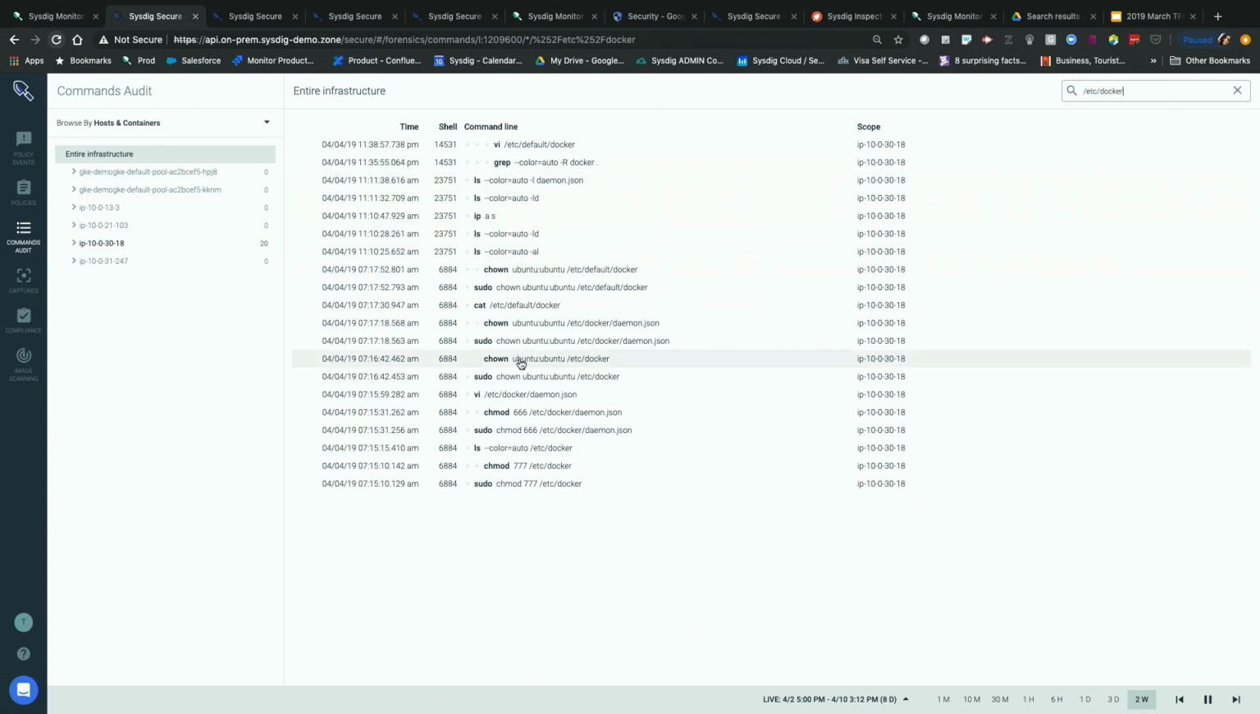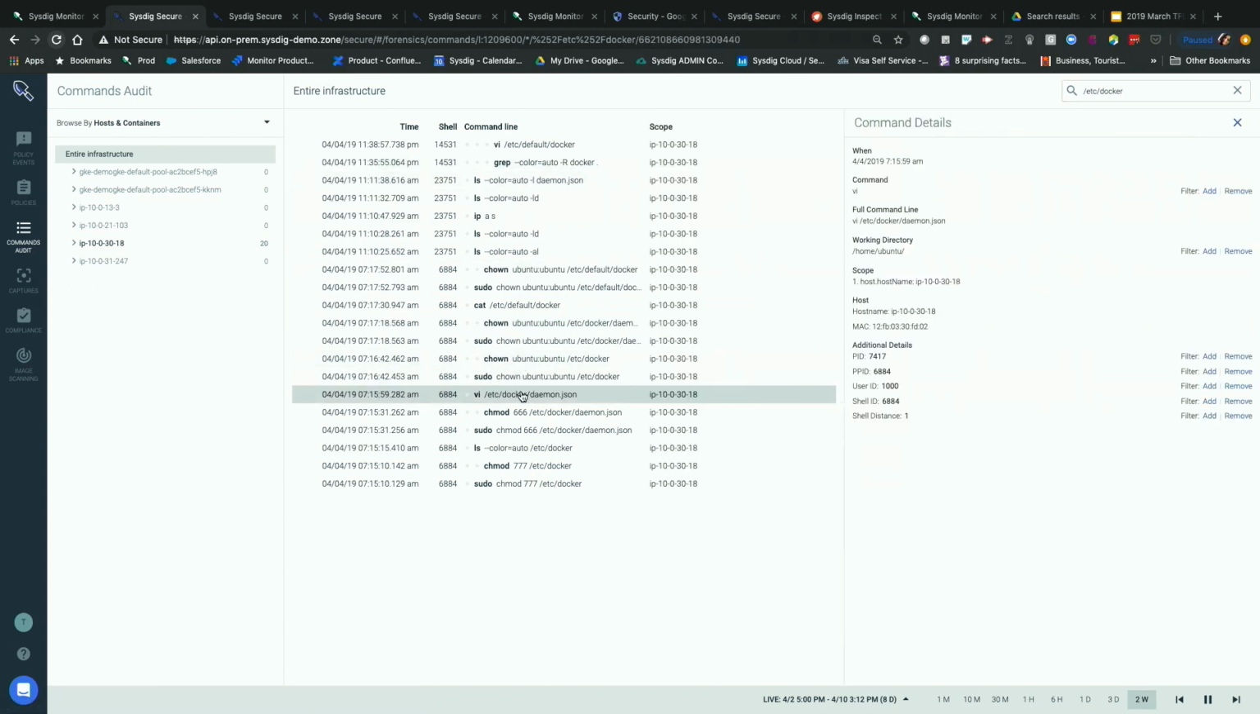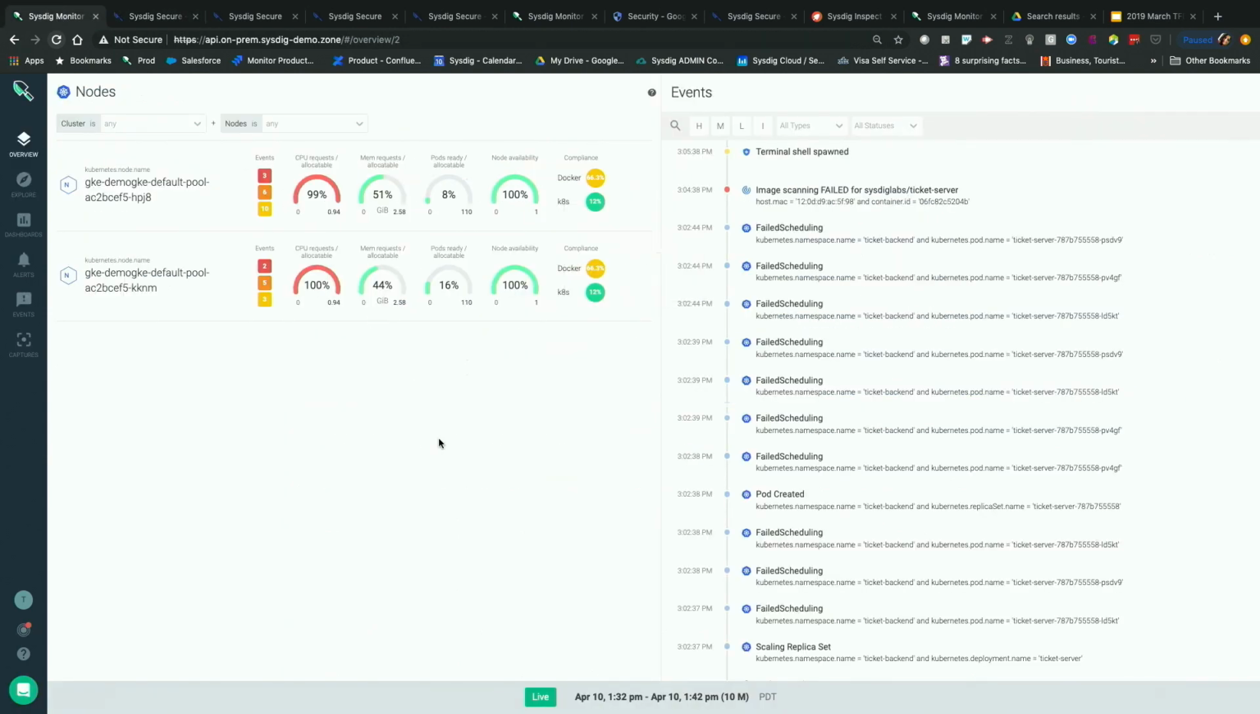And I can see somebody did change it, they vi'd into it, and I can even find the user ID of who did it. So it was done on 4/4 at 7:15 a.m. and here's the user ID. So in a few clicks, I'm able to get a cluster-level compliance report, to which node where the problem was, which container, and which user did that at what time. So that's the first scenario.